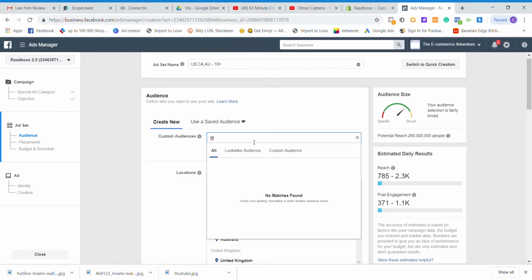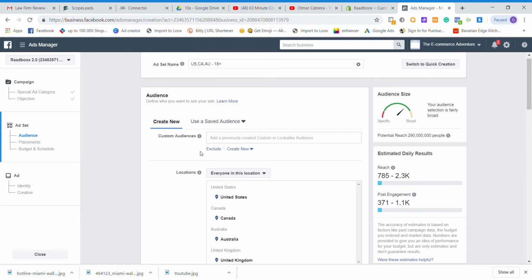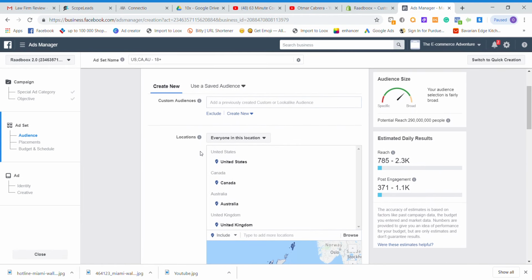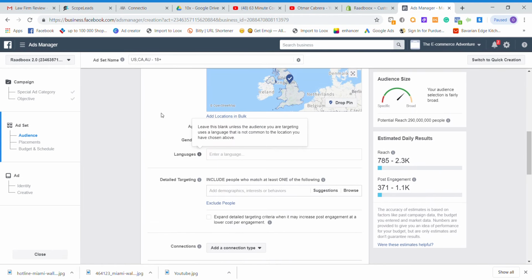Now a lot of people use this and they spend their money on custom audiences and they have no idea what it's for. Do not type into this, leave this blank, guys. You don't want to use that. Right, so now I targeted a big four. Now a lot of people leave this blank.